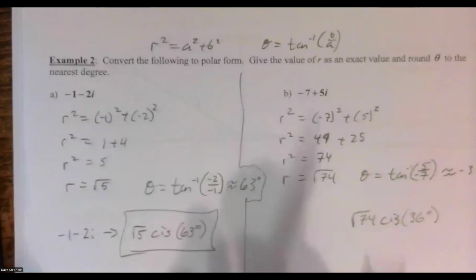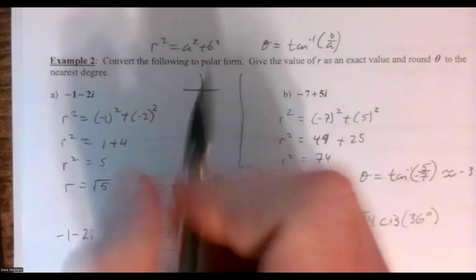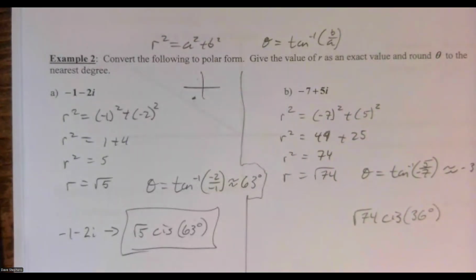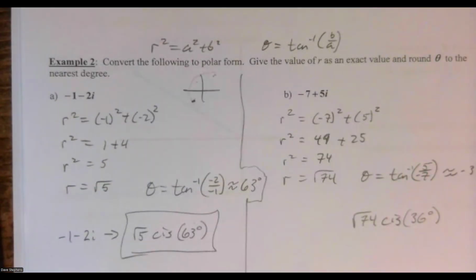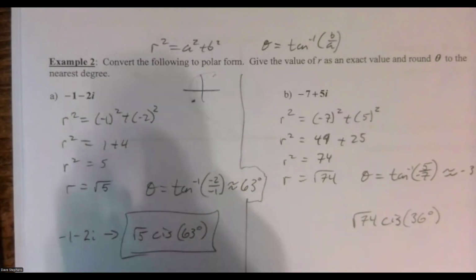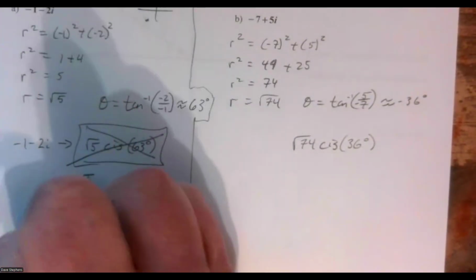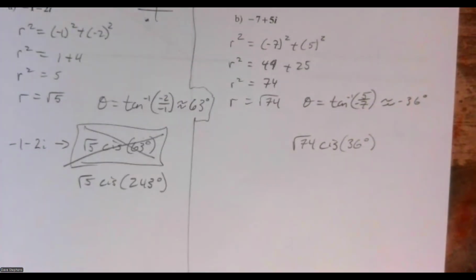But there's a problem, right? And there's a problem with both of these. -1, -2i in the real imaginary plane, that's in the third quadrant. And 63 degrees is not in the third quadrant. So that cannot be true. As 63 is in the first quadrant, we'd have to add 180 to it, right? So 180 plus 60 is what, 240? So 243. So this is not the right answer. The real answer is root 5 CIS 243. That's what we're looking for.